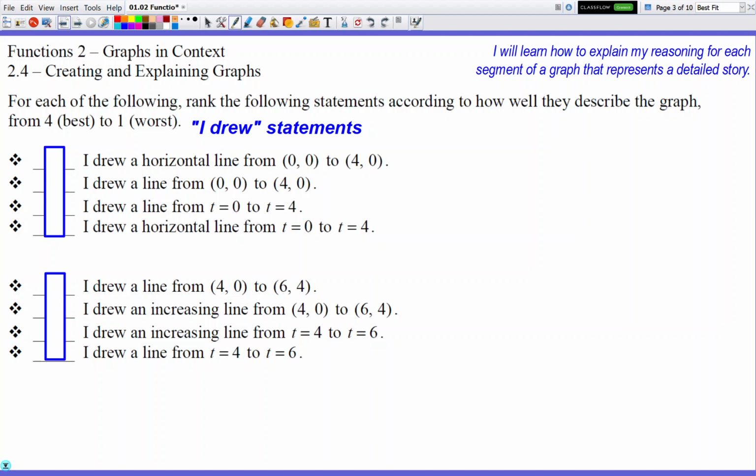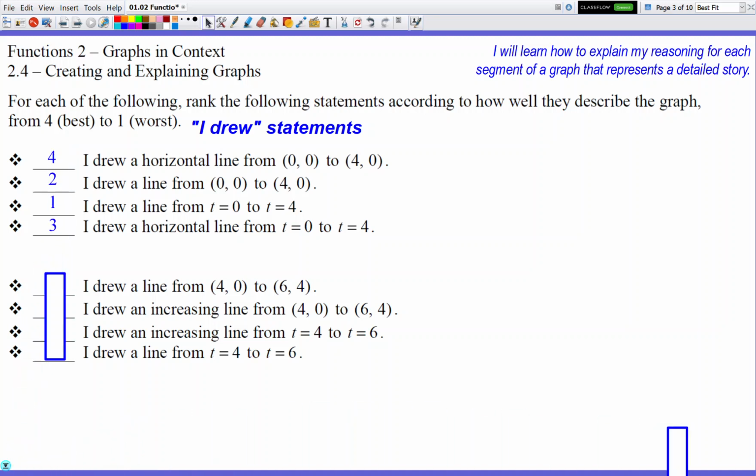Okay, third best statement would be "I drew a line from 0, 0 to 4, 0" because you're telling the person exactly where it is. Okay, and the worst possible statement you can write is "I drew a line from t equals 0 to t equals 4." Okay, so you're not wrong if you write any of these four statements. You're just not going to get full points because you're not giving me the best answer.